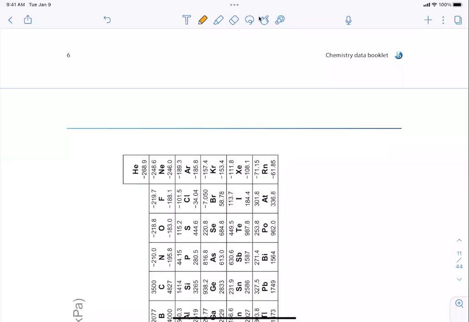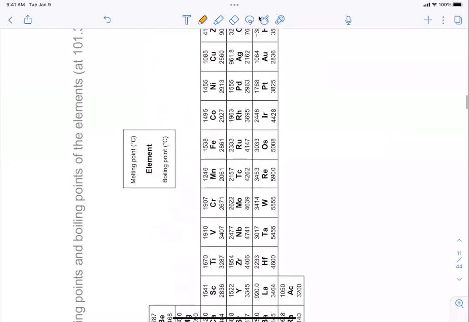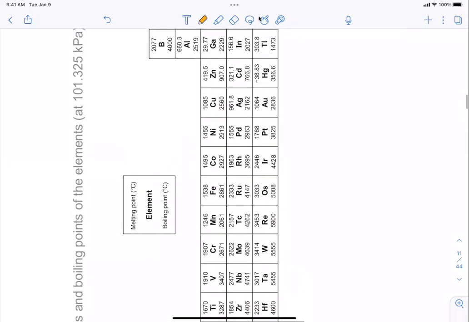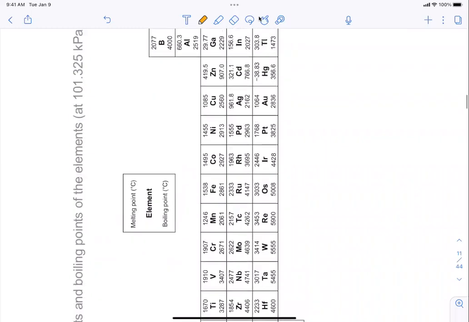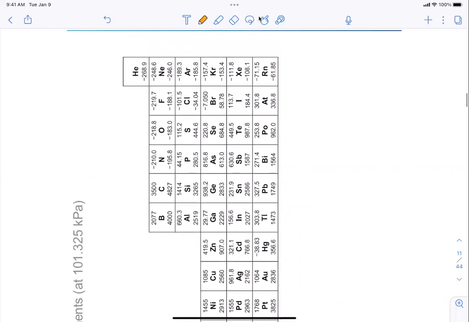Okay, so the next periodic table is melting points and boiling points of elements at 101.325 kilopascals. What I want you to know about this is that the point of this is to help you identify the state of matter at standard temperature. So the point of this is really to find out standard state of matter. Like, what state of matter is the element in at 25 degrees Celsius?